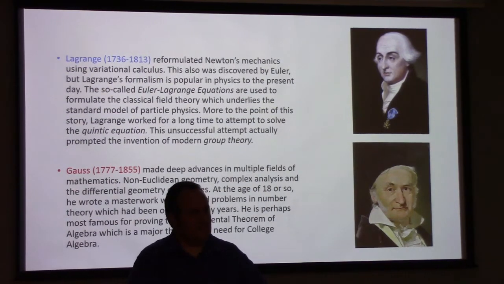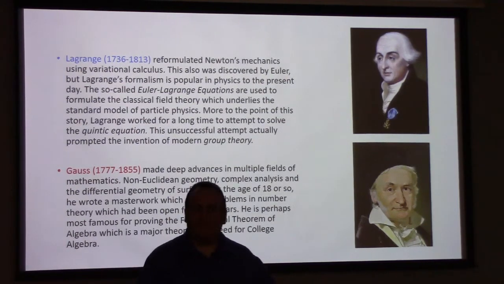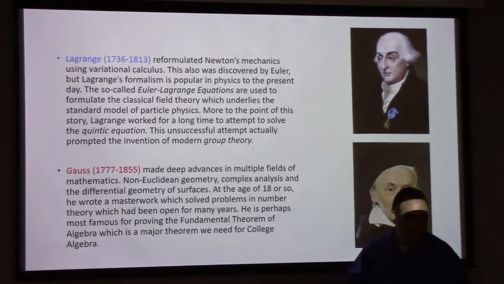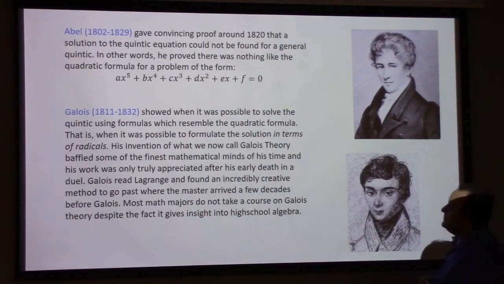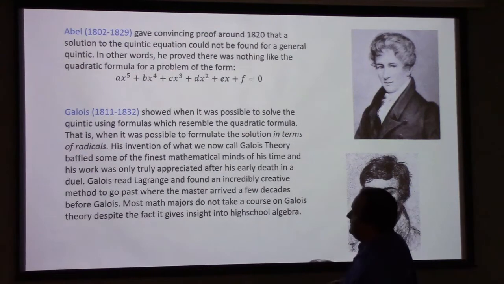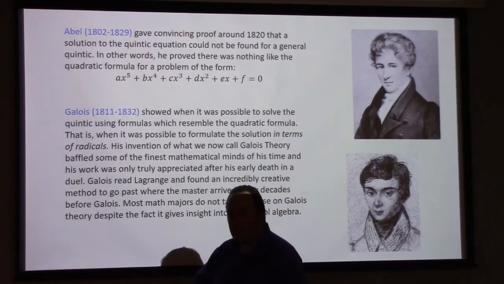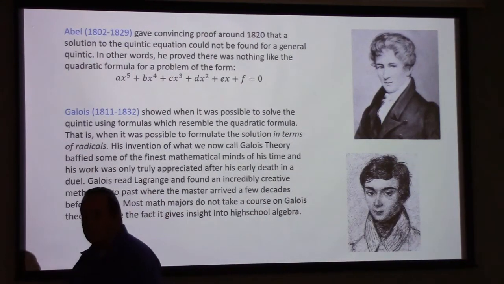But Lagrange is no dummy. So the rest of the mathematical community at that point was like, well, if Lagrange can't solve it for decades on end, and everybody else hasn't been able to solve the quintic for like 100 years now, maybe it can't be solved, right? And then at the start of the 19th century, Abel gave a convincing proof around 1820 that the solution for the quintic equation could not be found.